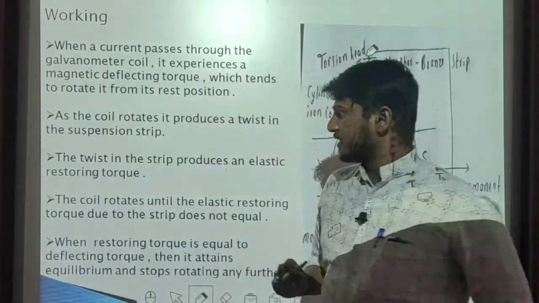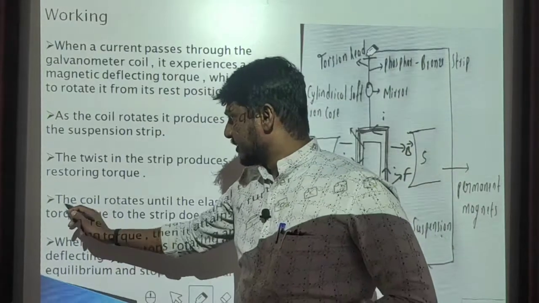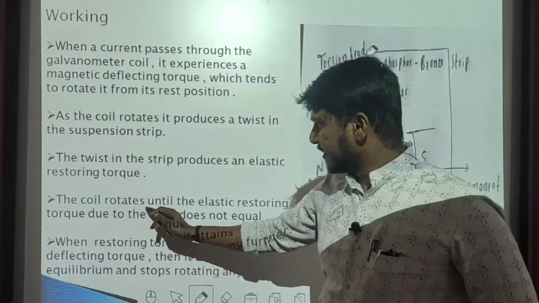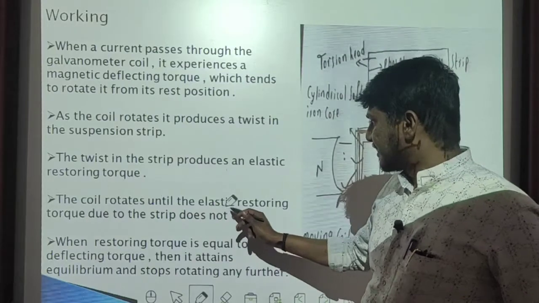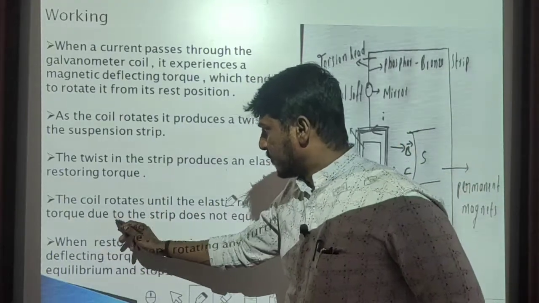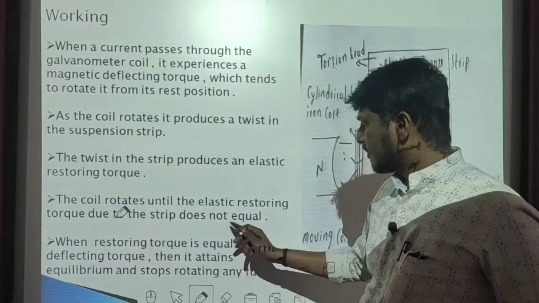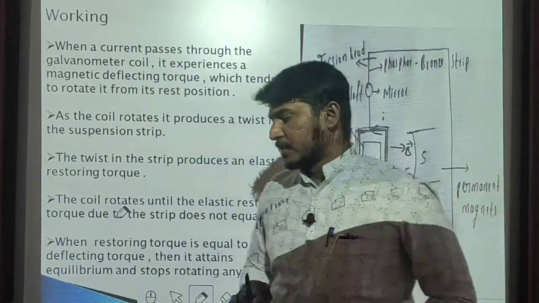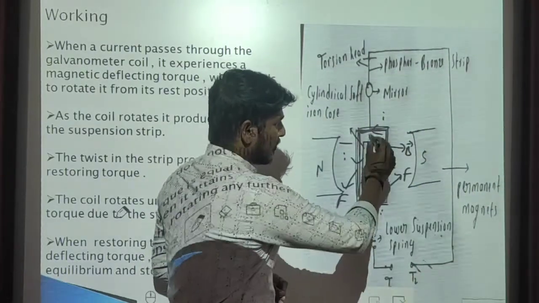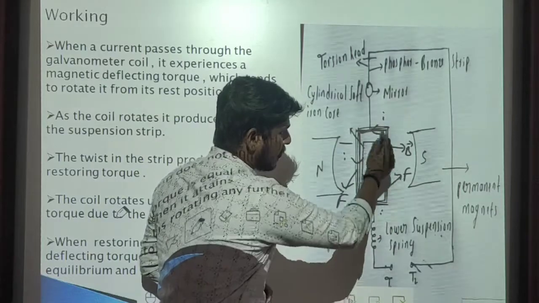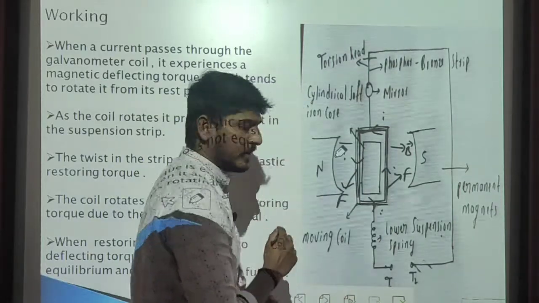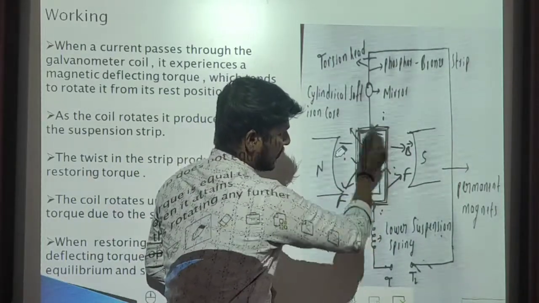Now let us see the next point. The coil rotates until the elastic restoring torque due to the strip equals the deflecting torque. Here you can see that when current I flows through the copper coil in the presence of a magnetic field, the copper coil rotates.